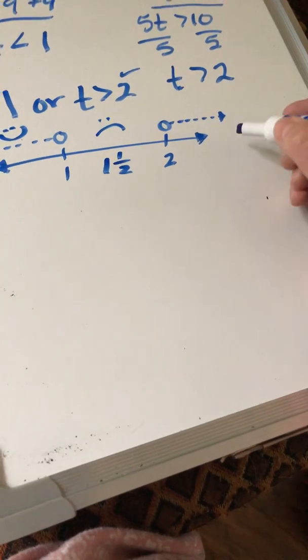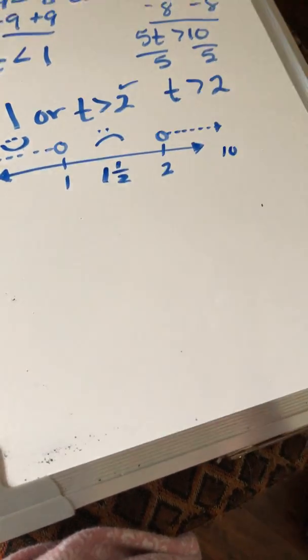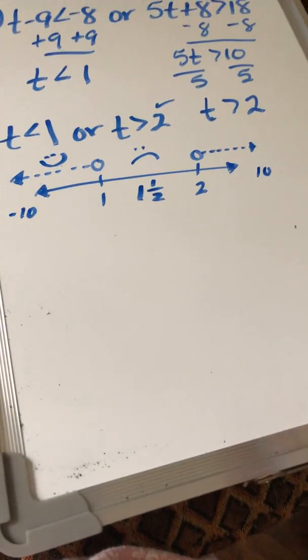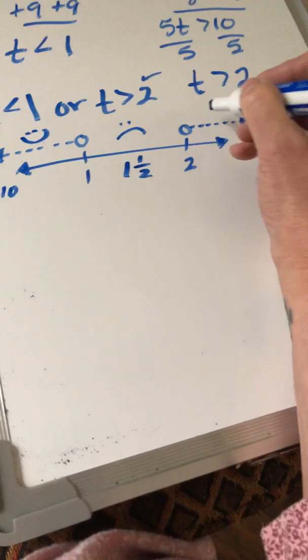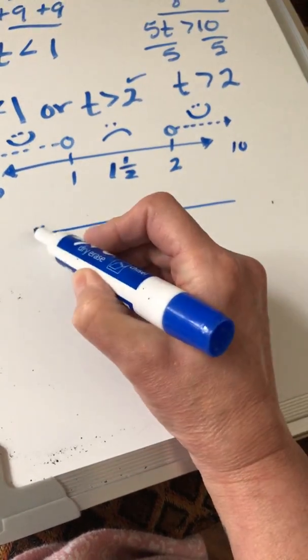Let's test this interval. Let's try 10. 10 is greater than 2. Good. 10 is not less than 1, but I don't care because this is an either or situation. So this is all good. So let's pretty up this graph.